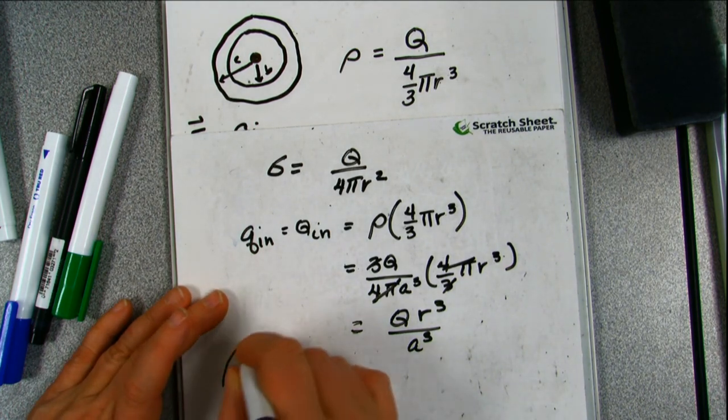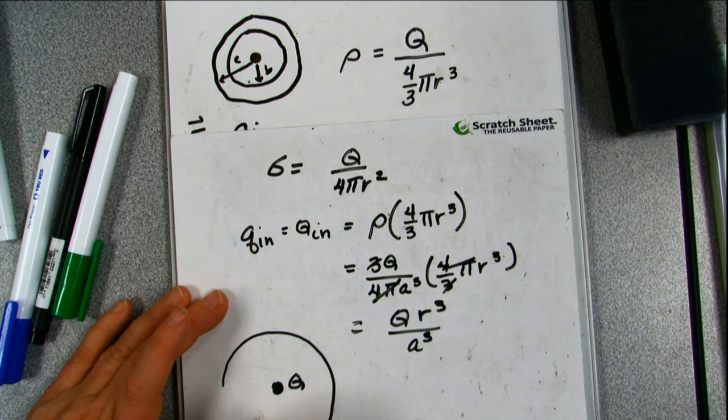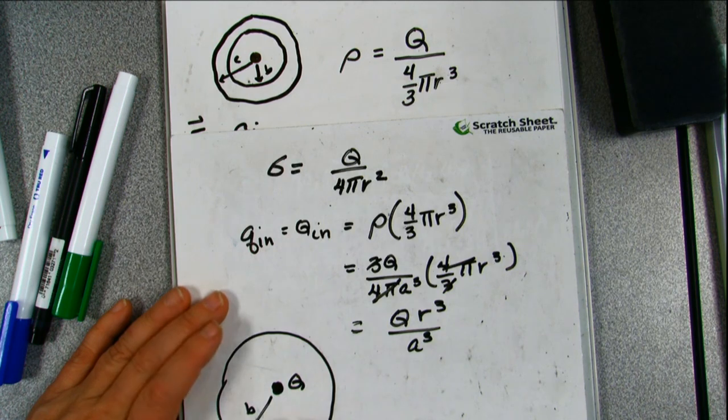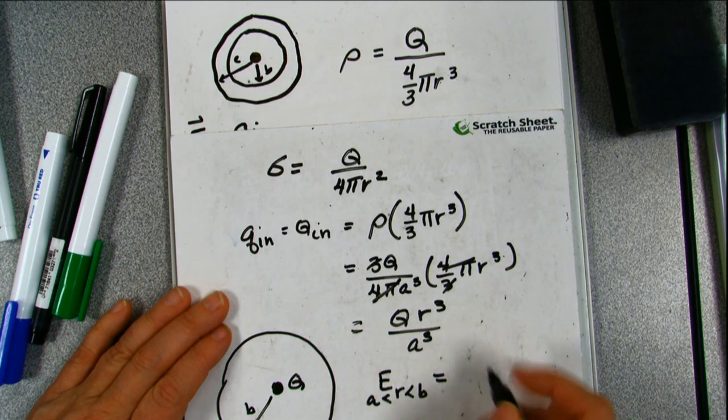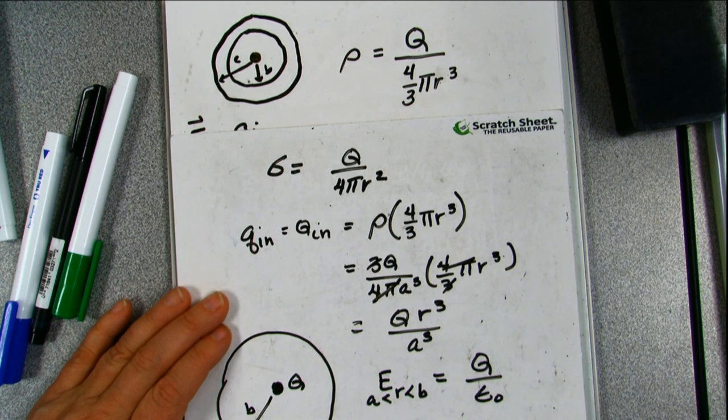And now I'm looking at the inside, and this is B, right? So if I look at the electric field between where R is less than B and greater than A, that's just going to be Q divided by epsilon. That's it.